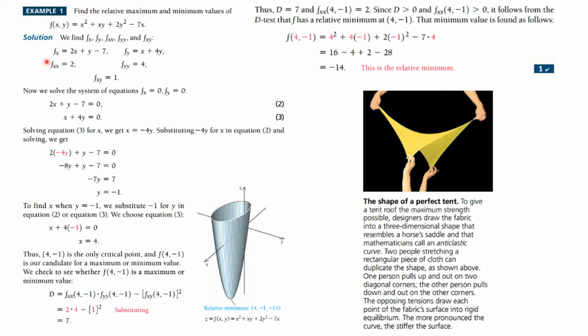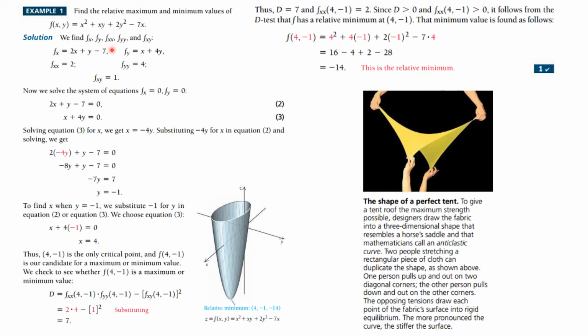So, examples are worth 1,000 words, so here we go. Find the relative maximum and minimum values of f(x, y) equals x squared plus xy plus 2y squared minus 7y. So first thing we do is we must find the first and all the second order partials. You should make sure that you understand and can follow all these calculations.